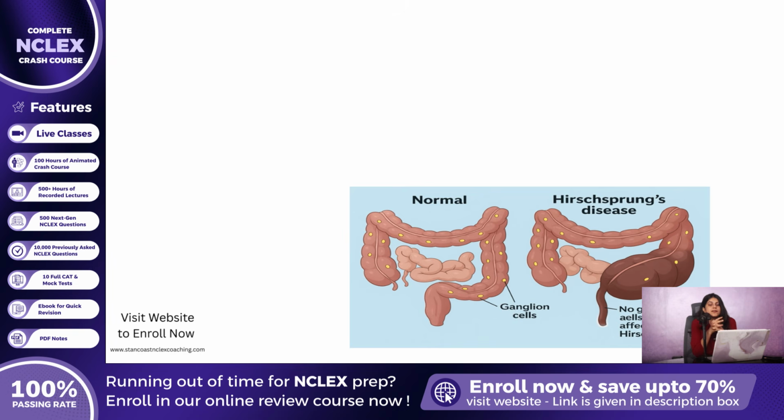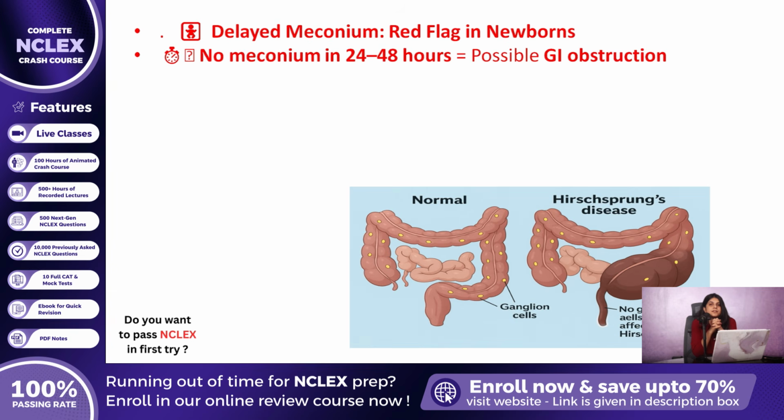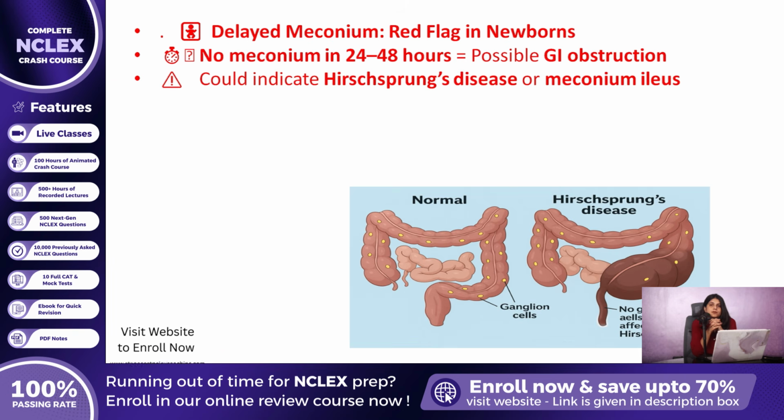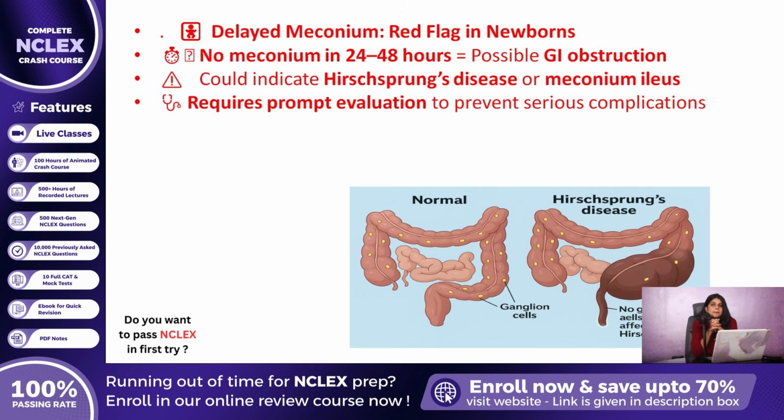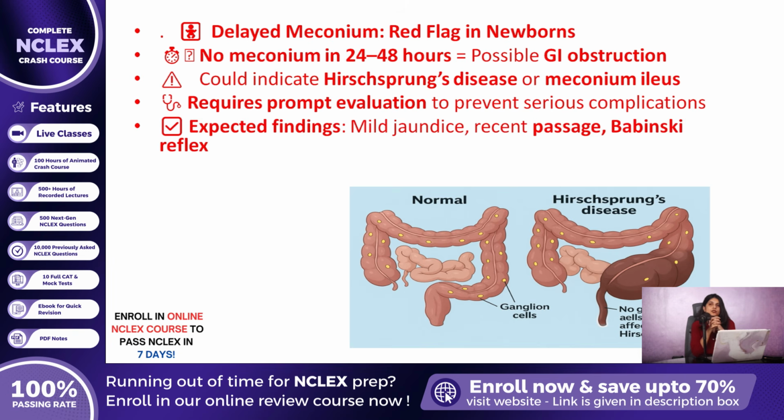The rationale is that failure to pass meconium within the first 24 to 48 hours can indicate a potentially serious gastrointestinal condition, such as Hirschsprung's disease or meconium ileus. Prompt evaluation is essential to avoid complications from undiagnosed bowel obstruction. Mild jaundice, recent meconium passage, and a positive Babinski reflex are expected findings and do not require immediate intervention.